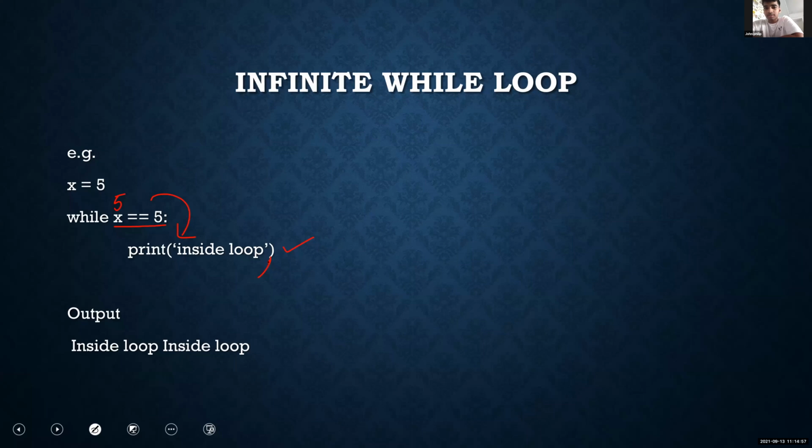I don't know. Joel, how is the control flow after this print statement? X equal to 5. Now it will again move back.